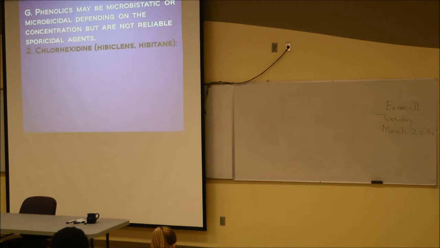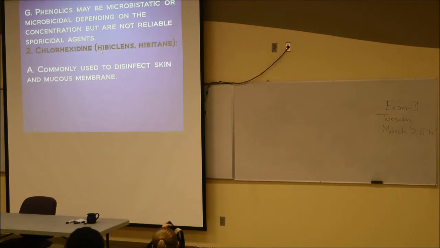Chapter 7. Okay. Specific chemicals we are talking about that are commonly used to control microbial growth. The first chemical that was used by Joseph Lister was phenol. Okay, done with phenol. Second chemical that is most frequently used, if you donate blood or if you go to a doctor's office, they use Hibiclens. Most people are not allergic to this chemical as compared to tincture of iodine or other chemicals. Dentists also use this extensively before oral surgery. So this chlorhexidine is commonly used to disinfect skin and mucous membrane.